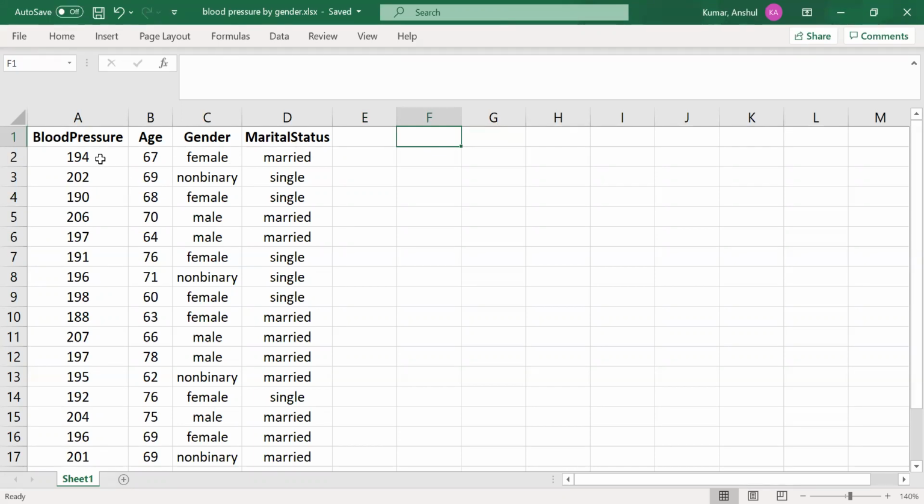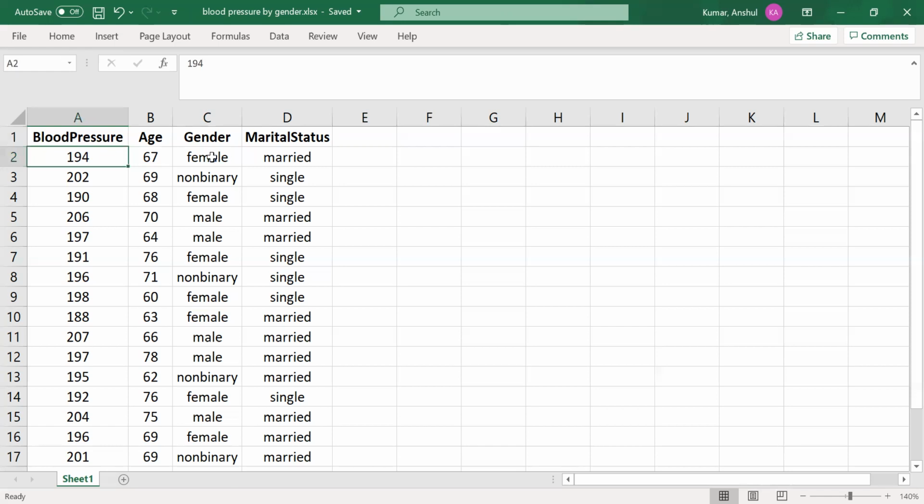So for example, the person here in row 2 is the first person we collected data on. They have a blood pressure of 194. That's their systolic blood pressure. They have an age of 67 years. Their gender identity is female, and they are married. So now we want to run a regression analysis that has blood pressure as the dependent variable and has age, gender, and marital status as the independent variables.